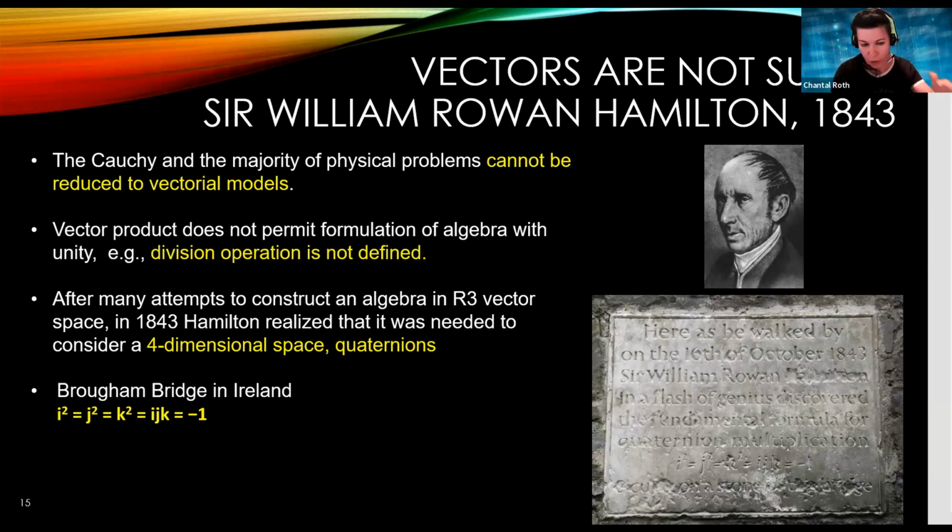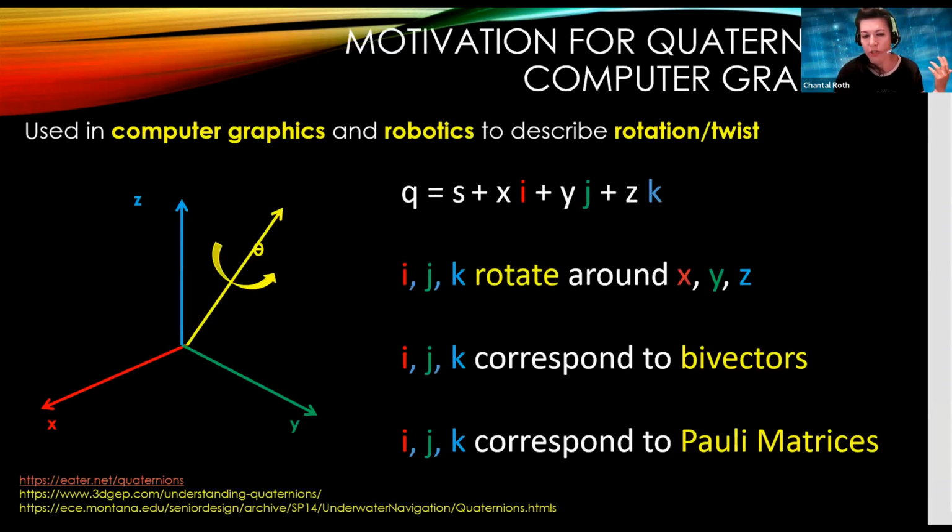And you'll probably all know what quaternions are, but I want to show a more practical side about quaternions, because quaternions are really used in computer graphics. And I like to do computer graphics and stuff like that. So I use quaternions all the time. They're used in robotics. They're used to describe basically twist or rotation.